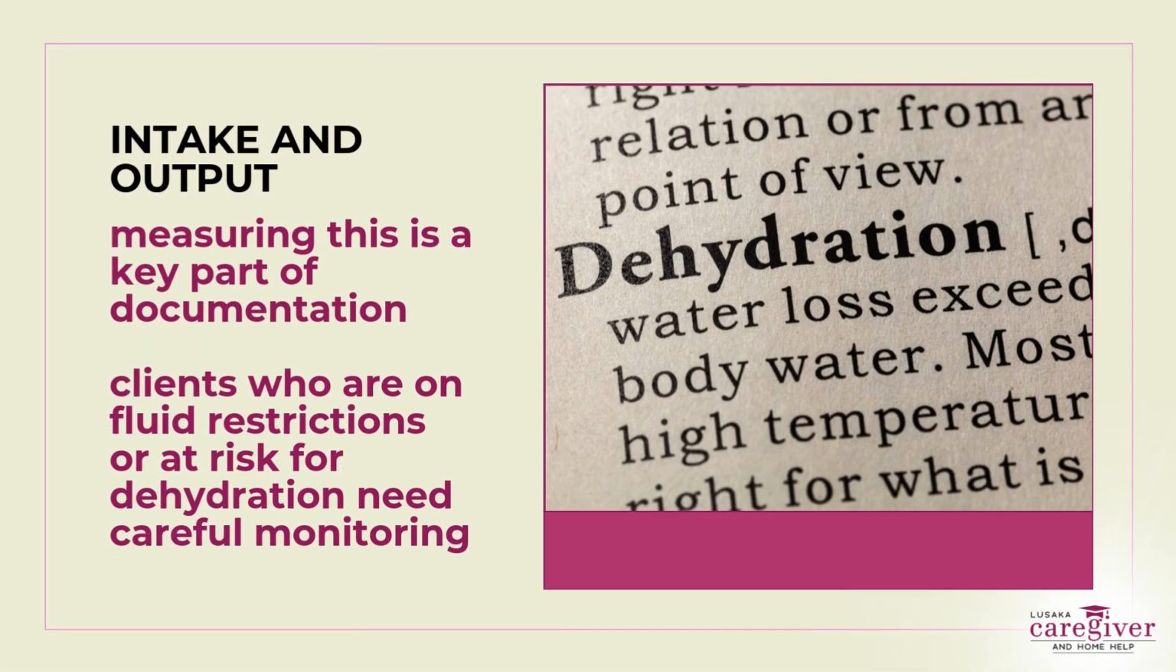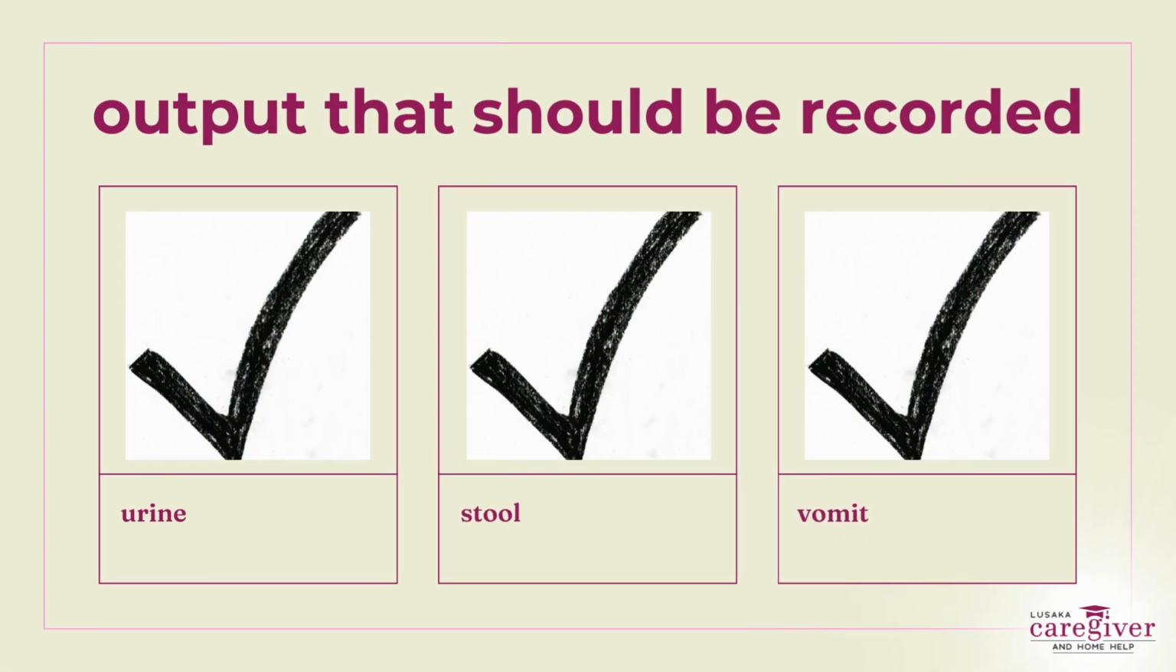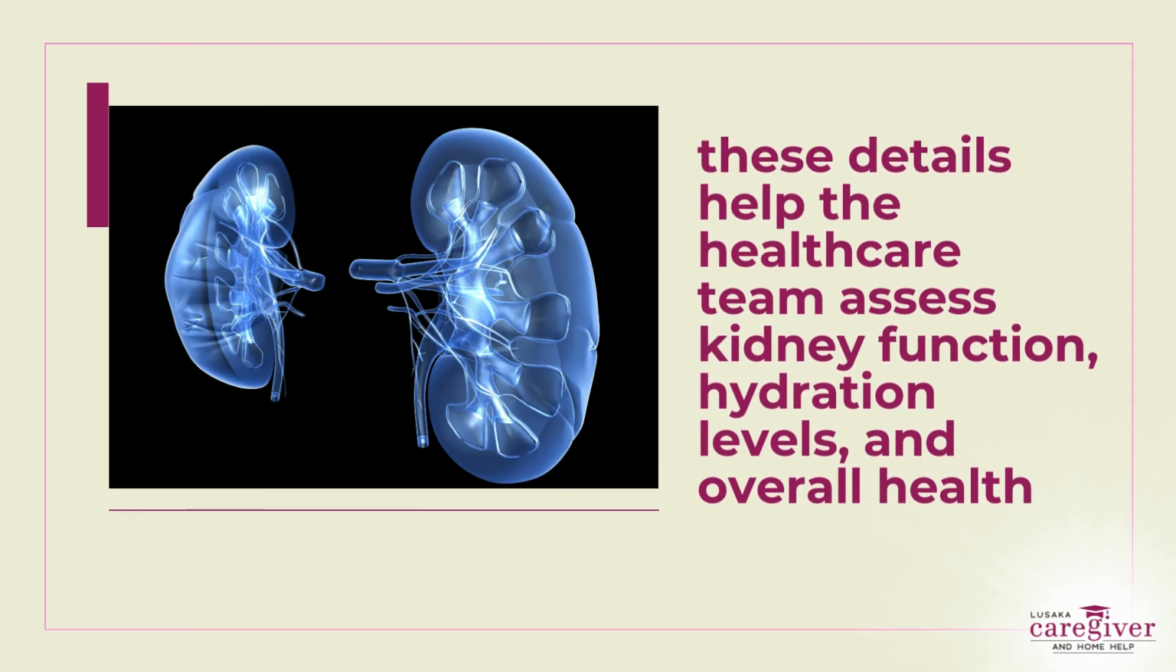Measuring and recording intake and output is another key part of documentation. Clients who are on fluid restrictions or at risk for dehydration need careful monitoring. Keep track of everything they drink, as well as food with high water content like soup or fruit. Output, including urine, stool, and vomit, should also be recorded, especially if a client has diarrhea or is retaining fluids. These details help the healthcare team assess kidney function, hydration levels, and overall health.